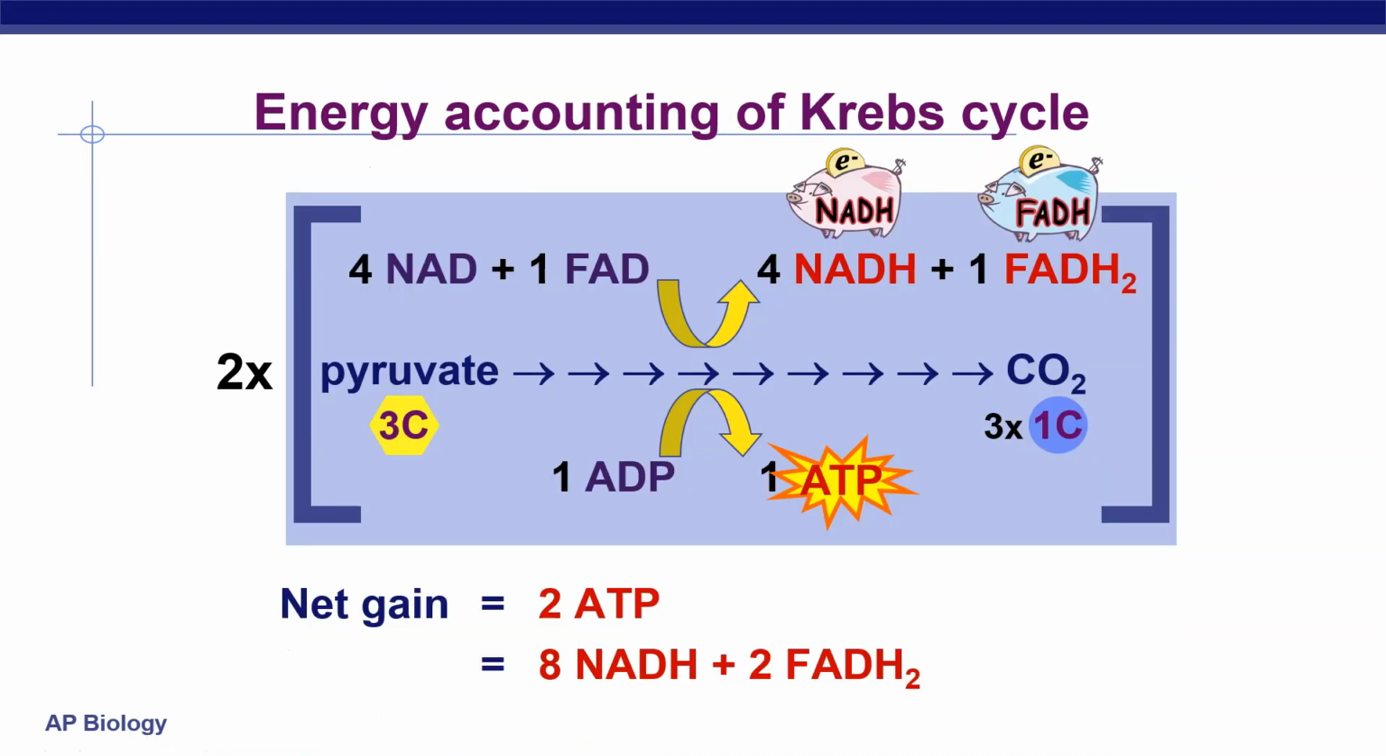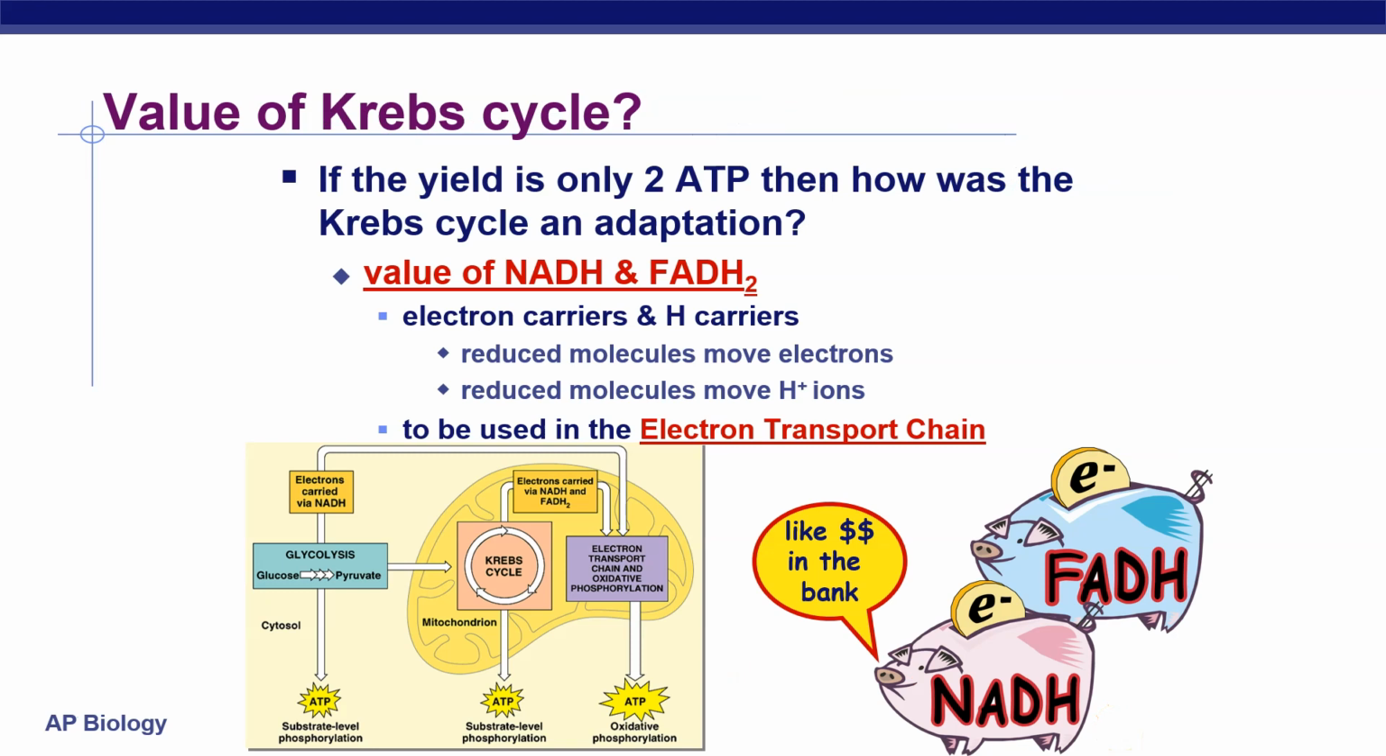Now let's look overall here for the Krebs cycle. For 2 Krebs cycles, so for every glucose molecule, we get about 2 ATP. That's not great. But we do get 8 NADHs and 2 FADH2s. Those are 10 electron carriers in addition to what's already coming from glycolysis. So we're getting 2 from glycolysis. All that's going to come in very, very important.